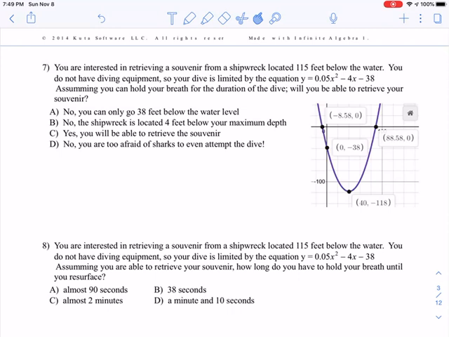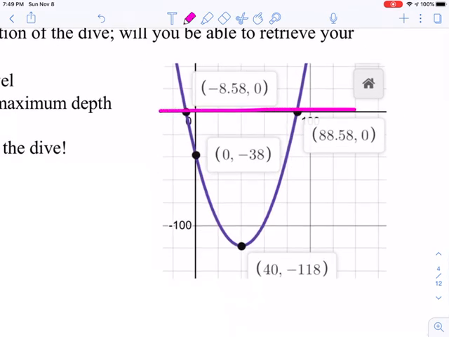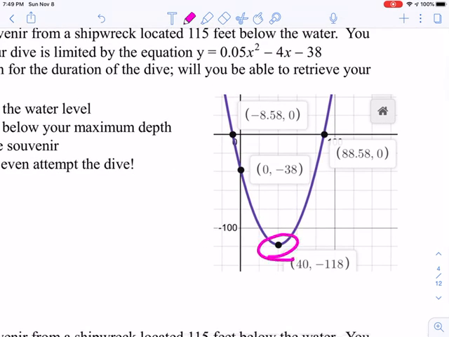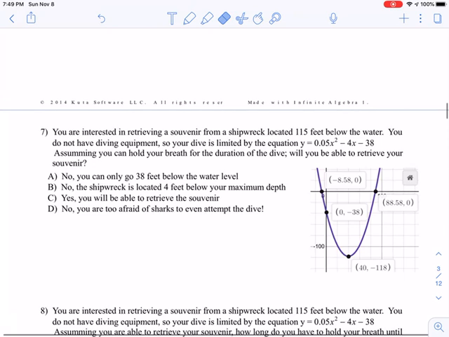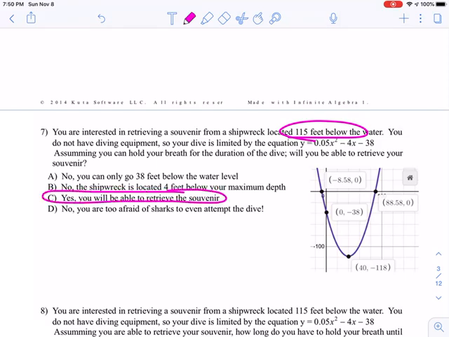Number 7, you're interested in retrieving a souvenir from a shipwreck that's located 115 feet below the water. You don't have any diving equipment, so your dive is limited by that equation that's listed there. Assuming you could hold your breath for the duration of the dive, would you be able to retrieve your souvenir? So how low does this graph go? All right, so the x-axis is the water level, and you can go this low. Be underwater 118 feet. Is that going to be far enough? Yes, it is far enough. You will be able to reach the souvenir.